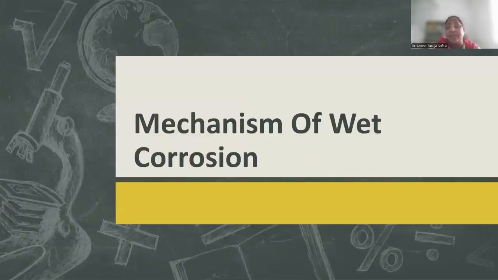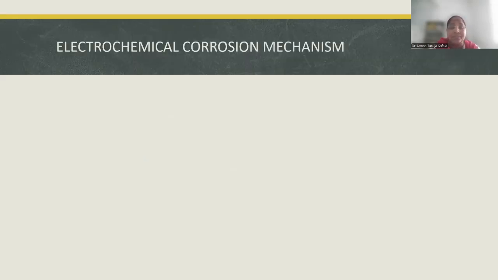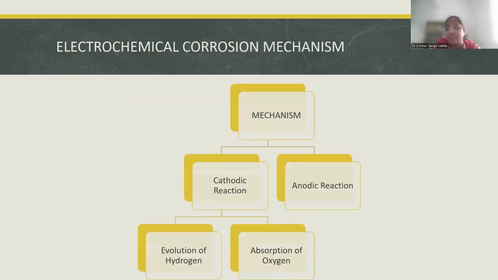Now if we come to the mechanism of electrochemical corrosion. Since it is an electrochemical reaction, simultaneous oxidation and reduction take place. That means one species or one part of the metal would undergo oxidation and become the anode, and the other part of the metal will undergo reduction and become the cathode.